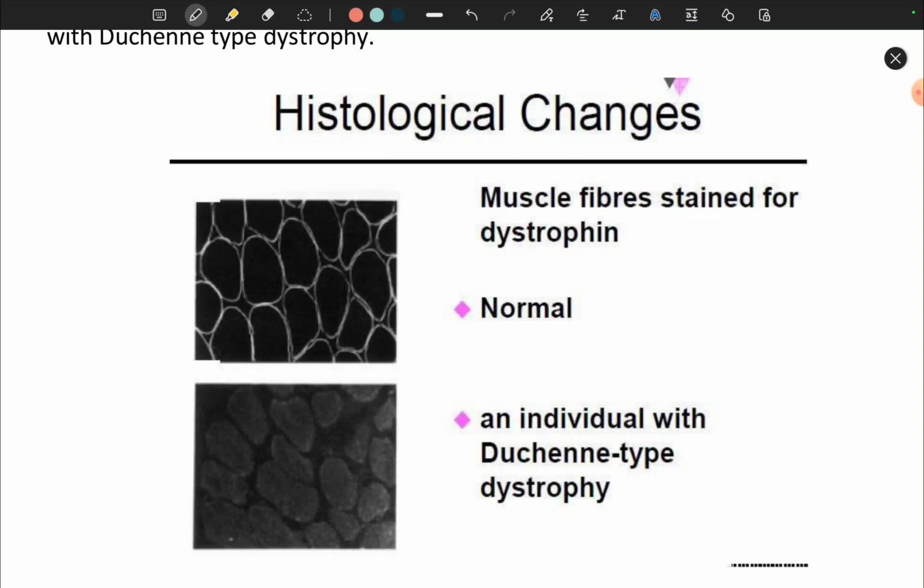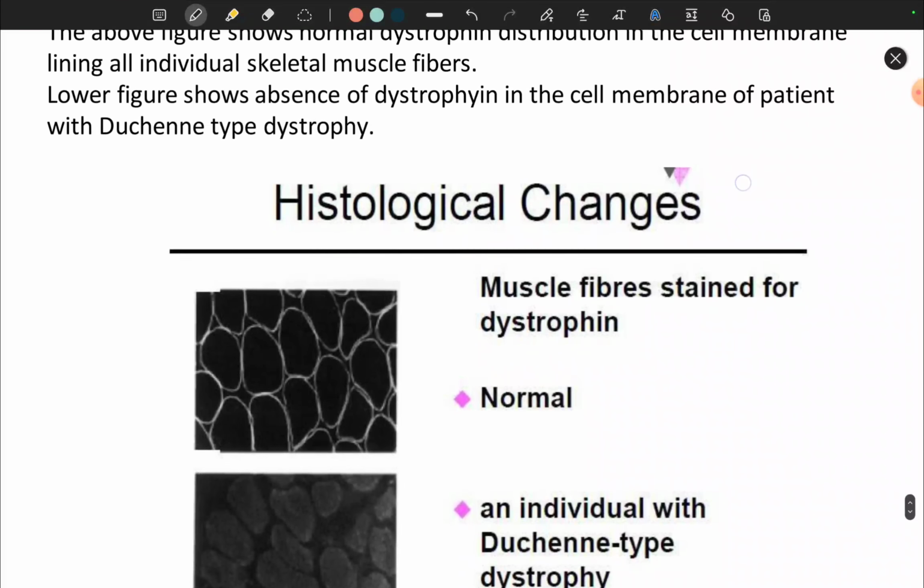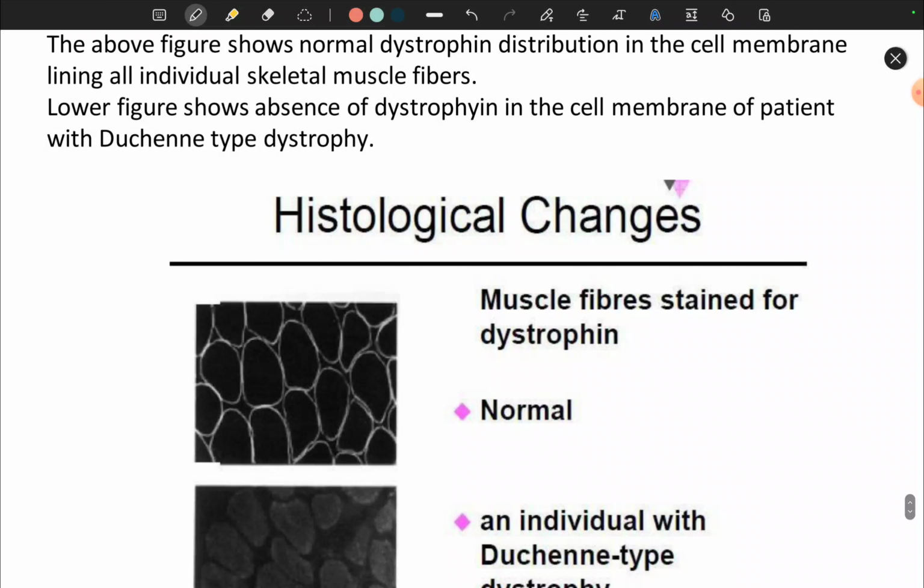What do you think, last group? Above? Very good. So the above is normal. Why is it normal? Yes, answer why it is normal. Why is the upper one normal? It is a stain for dystrophin. What does this mean? These lines, what is this and this and this? No, not connective tissue. This stain is specific for dystrophin. We are seeing just dystrophin.